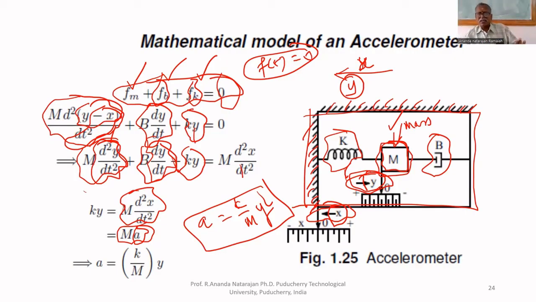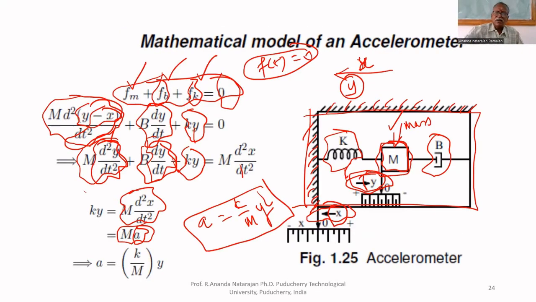So for a constant acceleration, the equation can be reduced to ky equals m d square x by dt square. But d square x by dt square is acceleration. We can replace d square x by dt square with acceleration. Therefore, ky equals ma, or a equals k by m multiplied by y. That's all. This is for constant acceleration.